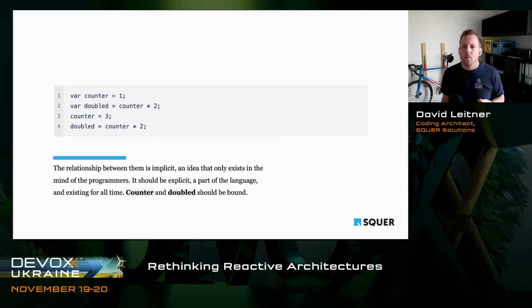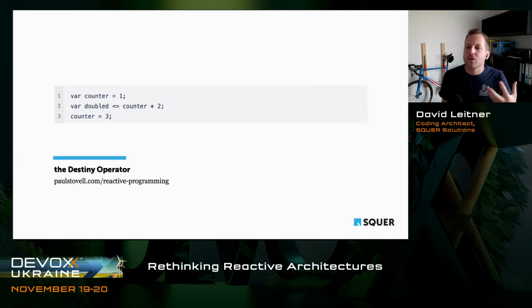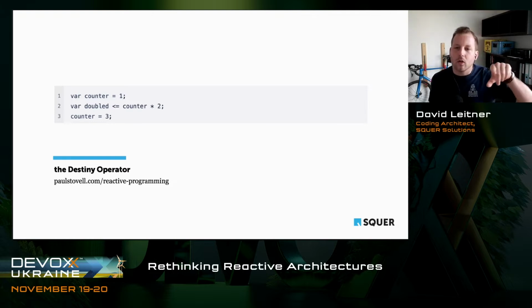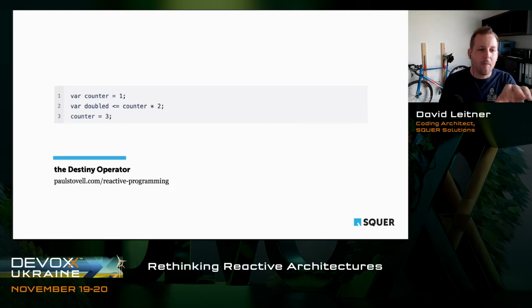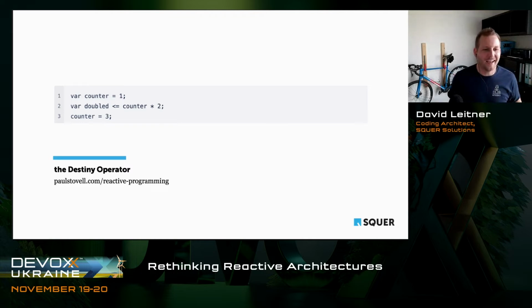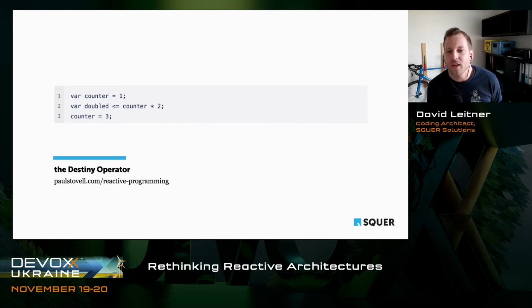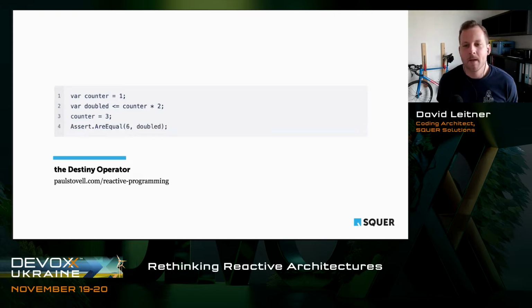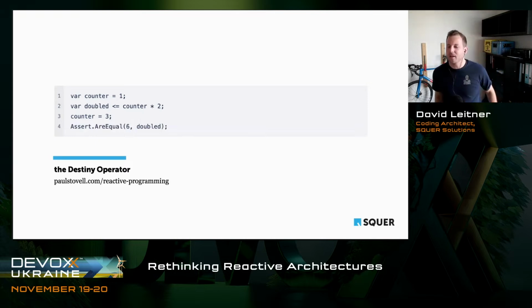And there's this very old blog post from Paul Stovall about reactive programming, and what he usually uses to describe this concept is a destiny operator. And if you take a very clear look on line 2 now, you see that doubled is not an equal sign anymore, but it's kind of a destiny sign. So doubled is basically the result of counter multiplied by 2. And if we now would set counter to 3, in a reactive world, doubled would be 6. And that's basically it. That's reactive programming in a nutshell.